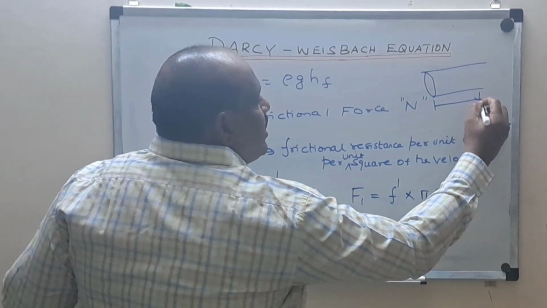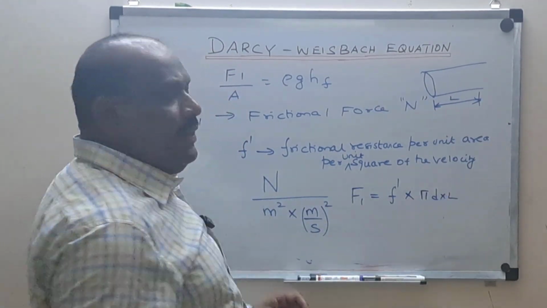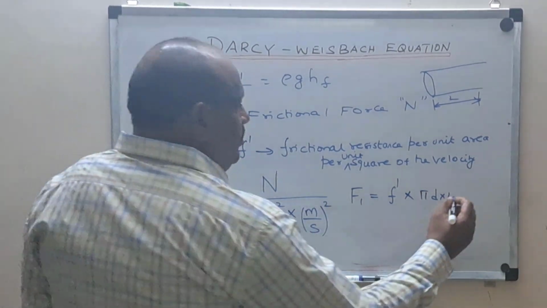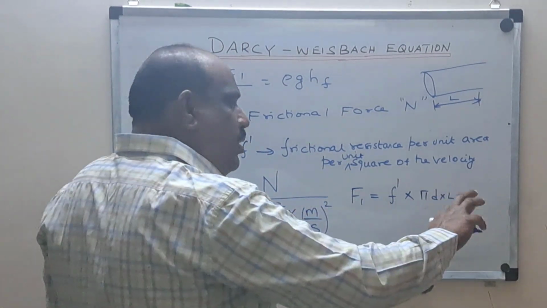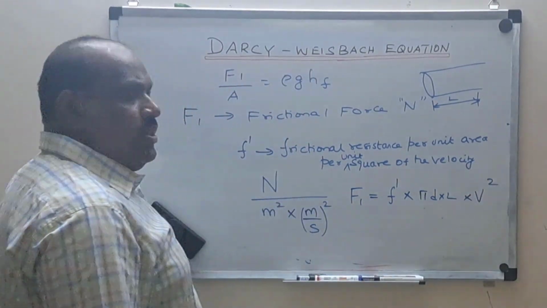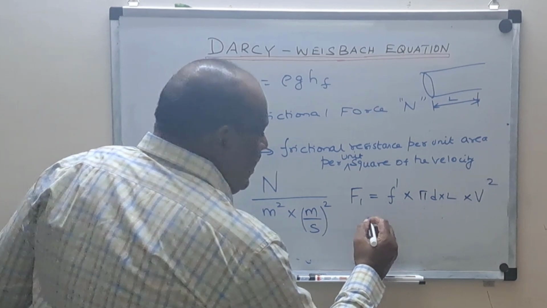What is this length up to which I am going to calculate the resistance? So I know pi d into L, that is nothing but my area, into, I don't want per unit square of the velocity, so I want to multiply by the velocity squared. So it is v squared. Velocity squared. Now I will try to make you understand more clearly.